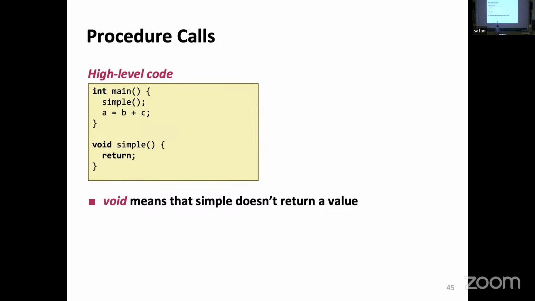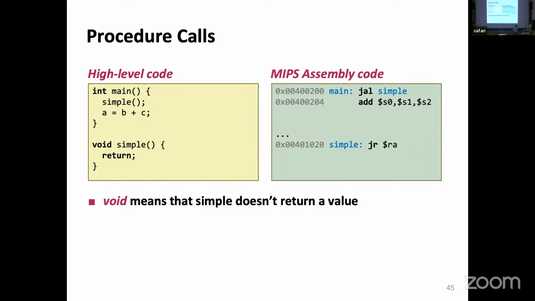This is a very, very simple function. We call the simple function with no arguments and nothing is done, it just returns back. And then we continue the rest of the program, saying A equals B plus C. I know, it's very simple. But here, we also have the addresses now. Notice that the main part is here, and what it calls is jump and link simple.